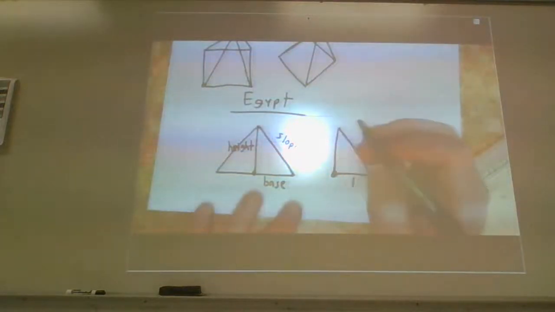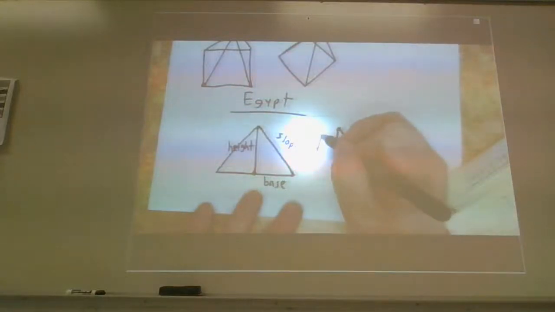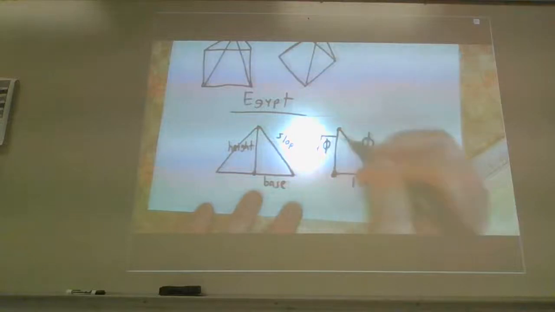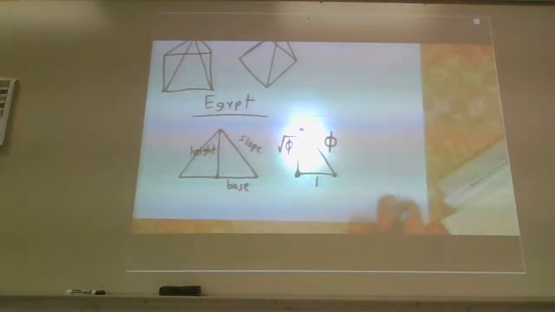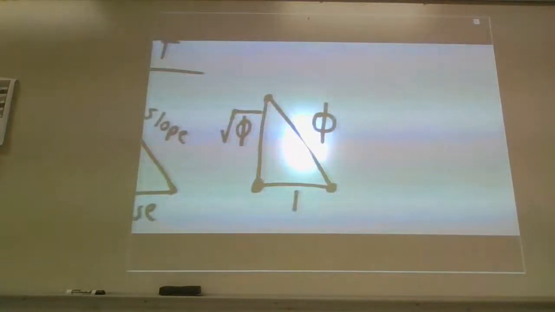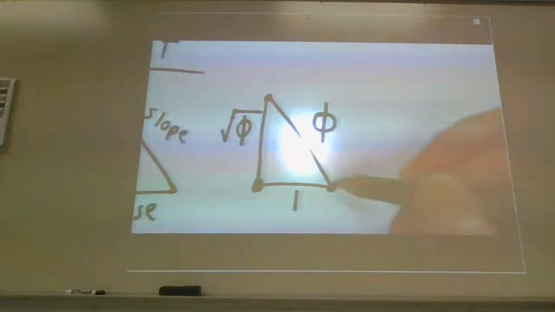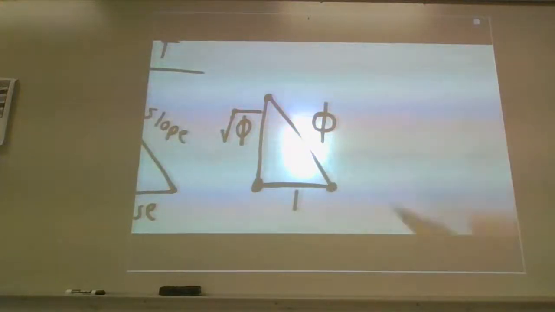But not only that, the height of the pyramids are in the exact ratio of the square root of phi. Let me zoom in on that. The pyramids of Giza have this relationship between the height of the pyramid, the slope of the side, and half the base. They have that exact relationship.